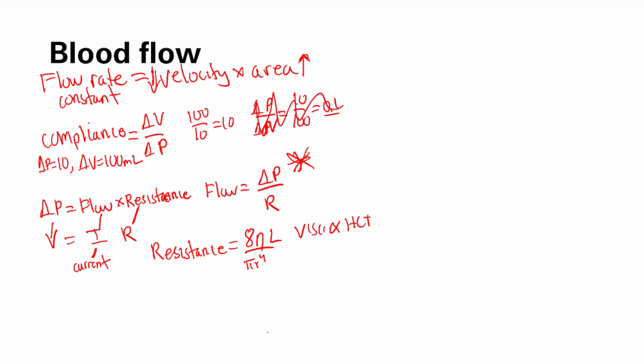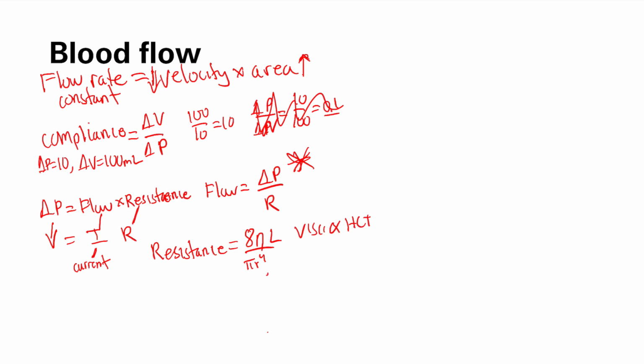Hematocrit, HCT, is the proportion of red blood cells in the blood. So remember, blood has a lot of other things. It has plasma, it has white blood cells. But hematocrit is dependent on the concentration of red blood cells. So the more red blood cells in the blood, the thicker it's going to be, and thus the more viscous. And the more viscous your blood is, the higher the resistance. If you ever just think about honey, honey is very viscous, and it doesn't flow very well because it has high resistance.